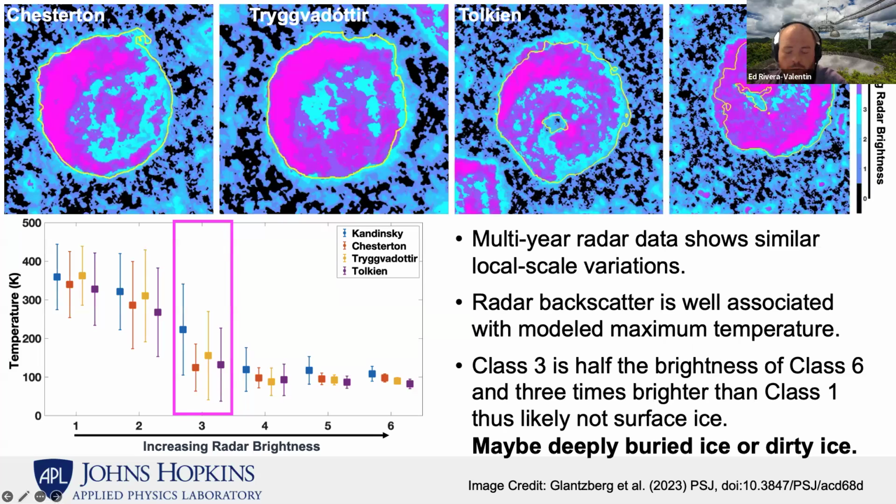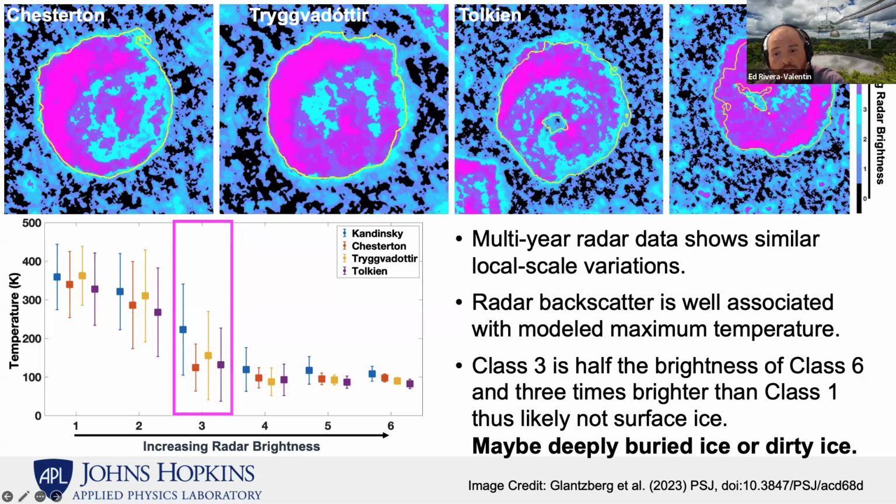And by now we had MESSENGER at Mercury. We have really great topography. We are able to do high resolution thermal models of these regions. And so we started looking at the correlation between the radar brightness and those high resolution temperature models.